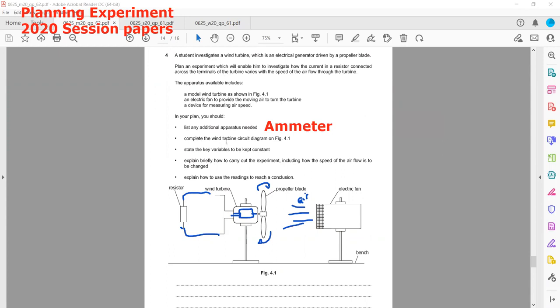Then complete the wind turbine circuit diagram. So we have to complete this wind turbine circuit diagram. We have a resistor here. Then we should have an ammeter to measure the current.